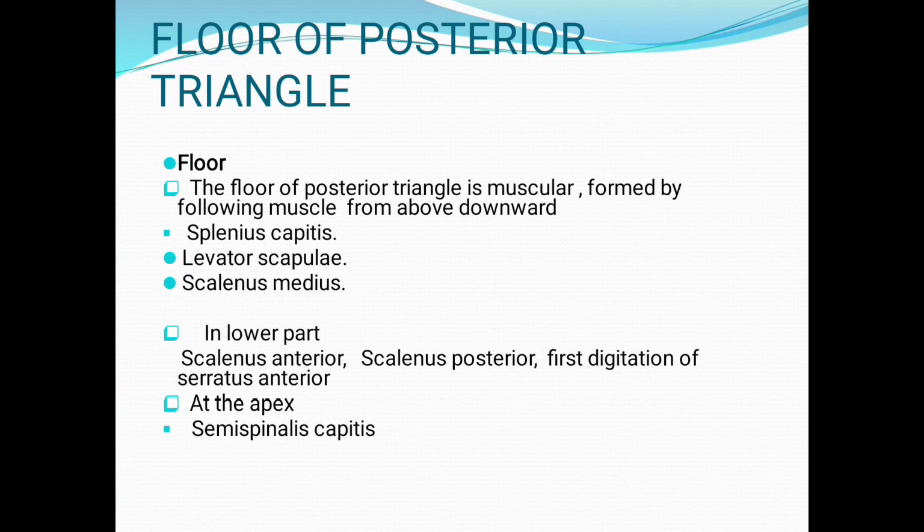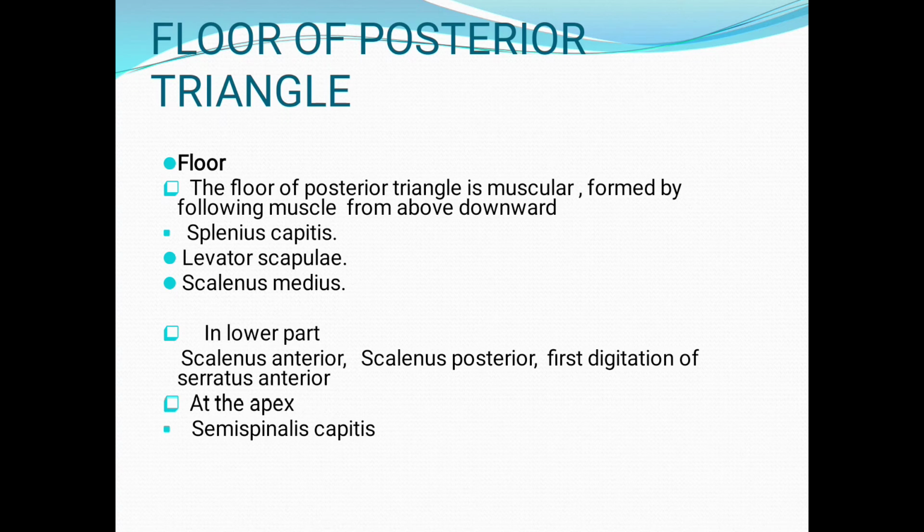Their muscles may be present. So in case of the posterior triangle, the floor is muscular. It means that the muscles are present in the floor. Okay, so which muscles are present in the floor? When we look at the posterior triangle from above downwards, we get three muscles: splenius capitis, levator scapulae, scalenus medius. Okay, splenius capitis, levator scapulae, scalenus medius. And in the lower part we get scalenus anterior, scalenus posterior, and the first digitation of serratus anterior.